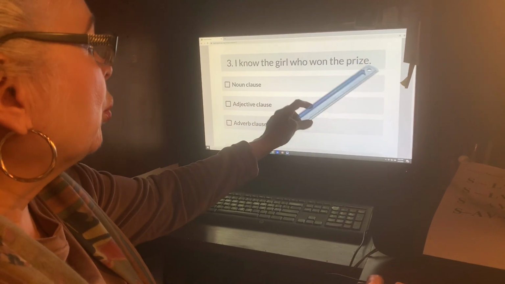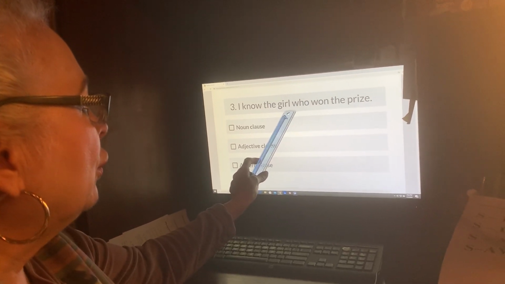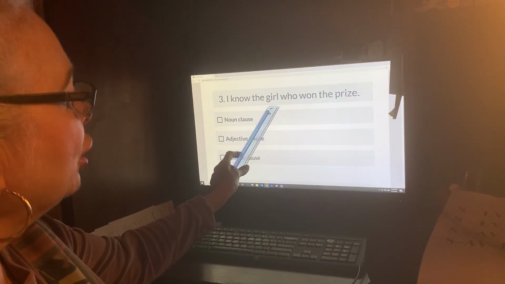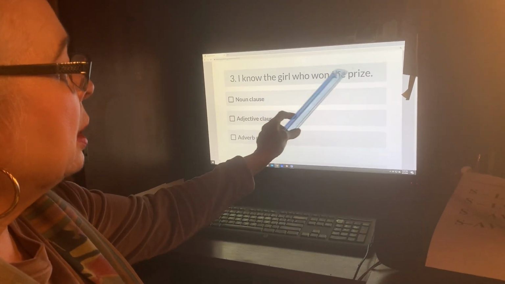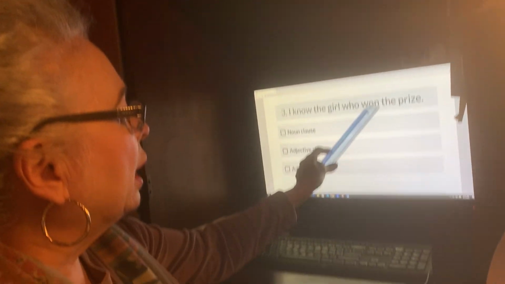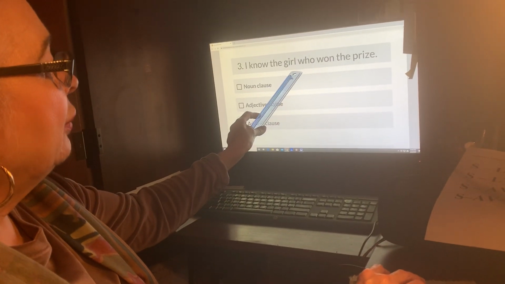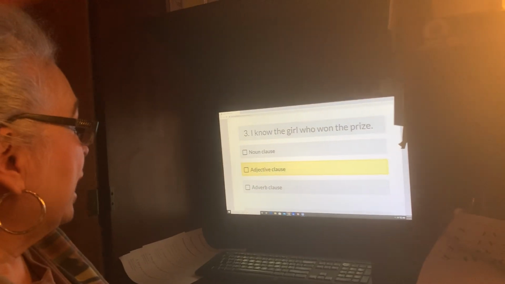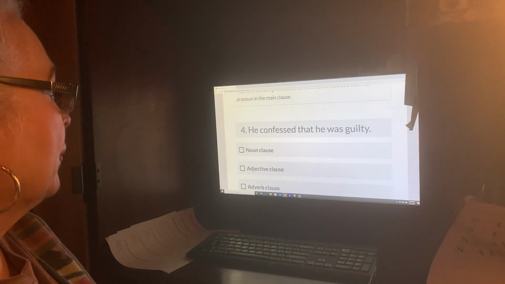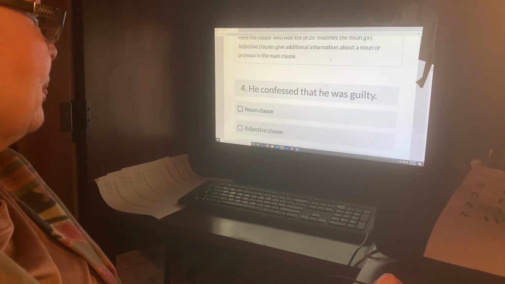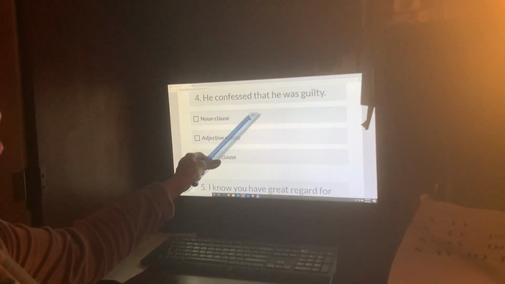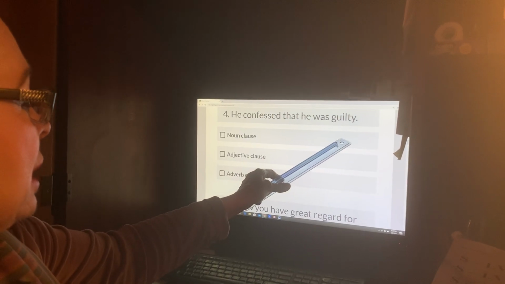Who won the prize? Right in front of who, you see girl. This is where you ask, which one? Which girl? The girl who won the prize. Always include the noun. So, if it answers which one, we know it's an adjective. It's modifying the noun, adjective clause. And correct. Very good.